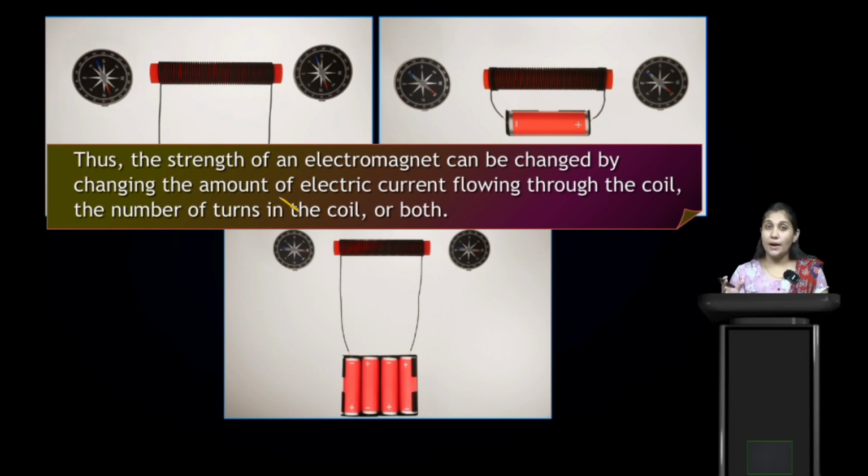And the second one is by giving a larger number of electric cells, so that a large amount of electric current can be passed through the wire.